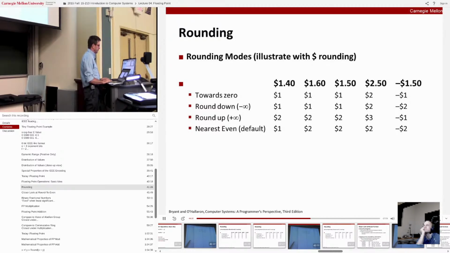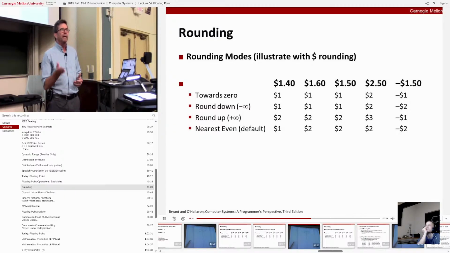The interesting case is round to nearest even. Interesting because it's what IEEE floating point actually uses. So the idea here: if you have a value that's less than half, then you round down. If you have a value that's more than halfway between two dollar amounts, you round up. The nearest even part comes when you have something that's exactly halfway.